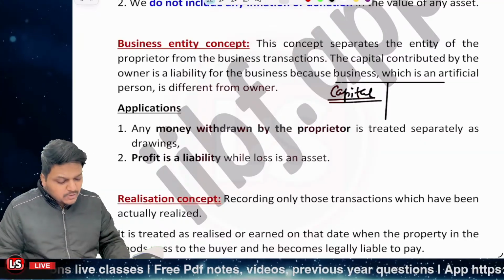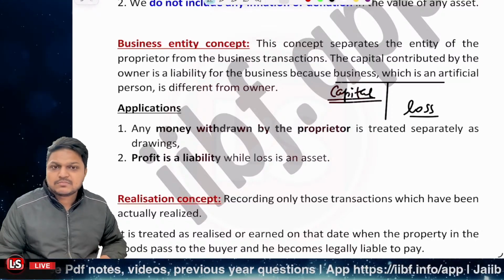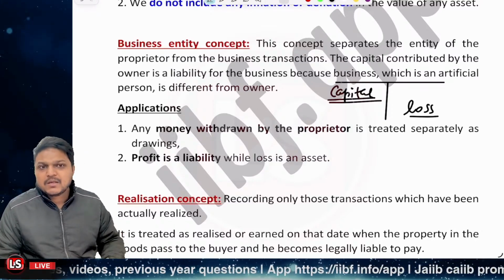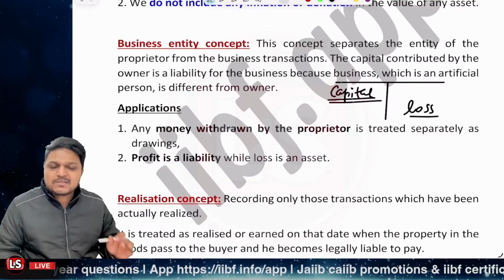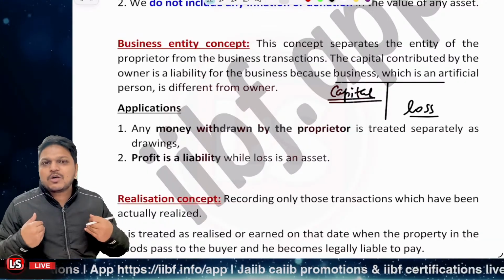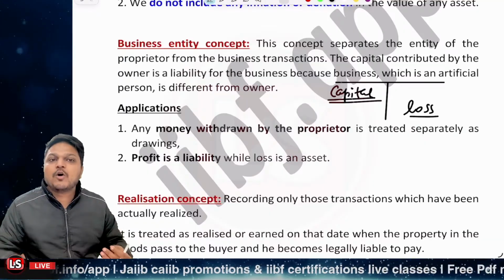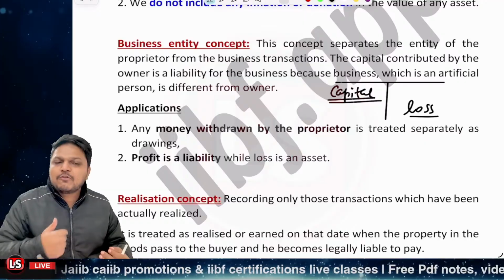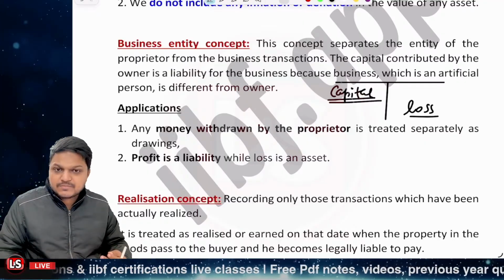And when we're talking about loss, if a loss is booked, it's on the asset side. It's astonishing, but because both entities are separate, if any loss is booked, the business thinks: now this loss is booked, I don't have to return this much money to my owner. It's an asset for me, right? Being a company, loss is an asset for me.